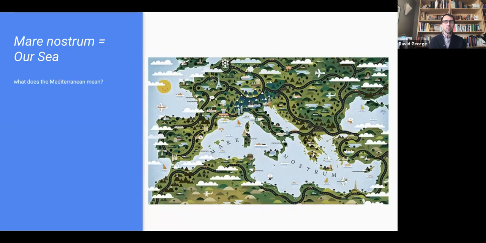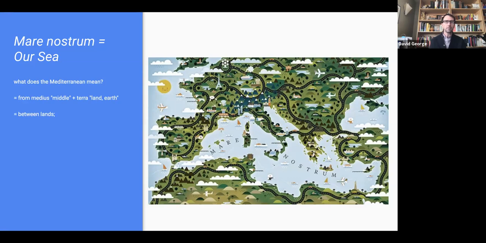So what does the Mediterranean mean? Let's start off with thinking about what Mediterranean means. It comes from the word medius, middle, and terra, land or earth. And so we can take this really literally to think about it. It's a sea between lands, between Europe and what we would call Africa.